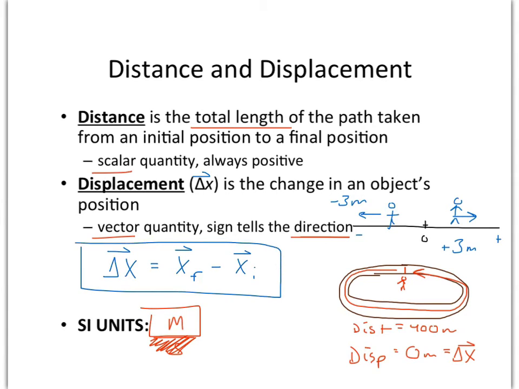Okay, that's big right here. That's going to be a big idea. You're going to see delta x, that should be a closed triangle right there. You're going to see lots of deltas all throughout this course. And that means final minus initial.